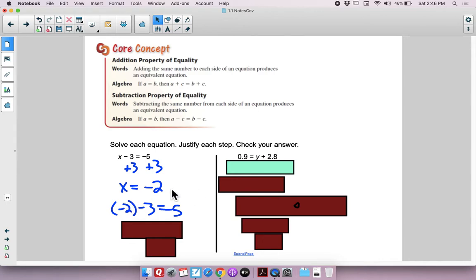Always reminds me, whenever you plug in, substitute a number for a variable, you always have to put it in parentheses. Super important. Okay, so let's simplify this left side. Is negative 2 combined with negative 3 equal to negative 5? Yes, it is. Check, check.